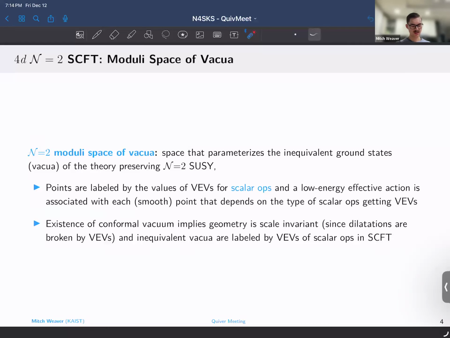And we assume that there exists a conformal vacuum, and this implies that the geometry is scale invariant, since the dilatations are broken by the vevs, and so that means you have this sort of isometry generated by the action of dilatations. And the inequivalent vacua are going to be labeled by the vevs of the scalar operators in the SCFT.